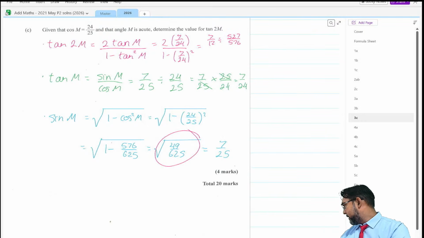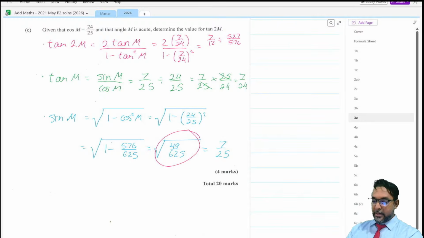Sorry, how do I get tan m from that? Tan is equal to sine over cos. They gave us cos. To find sine, right, sine squared is 1 minus cos squared. So if you want plain old sine, it's the square root of that.